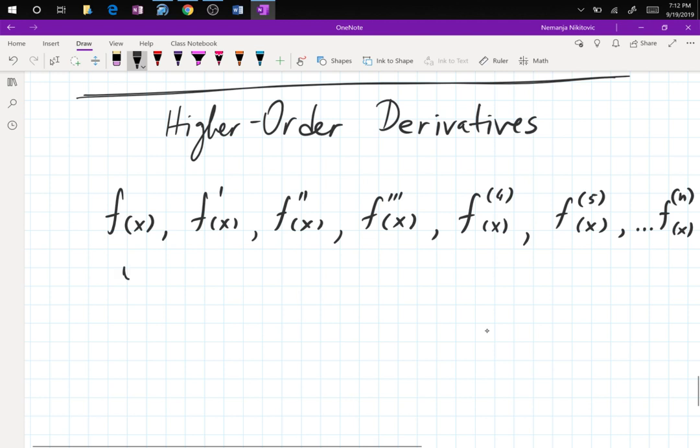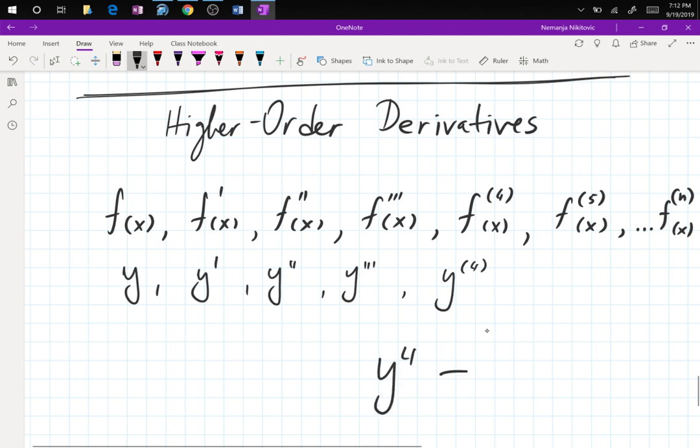Compatible notation: y, y prime, y double prime, y triple prime, y to the 4th derivative. The difference between y to the 4th and y with the 4 in parentheses is that it's a 4th derivative. Not the same thing, right? The one on the left means y times y times y times y. The one on the right is the 4th derivative of y.